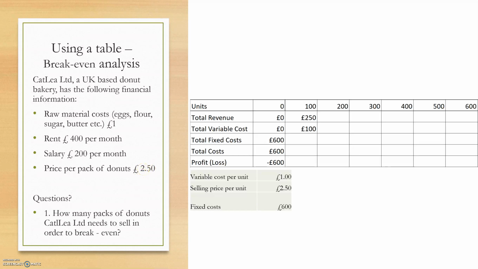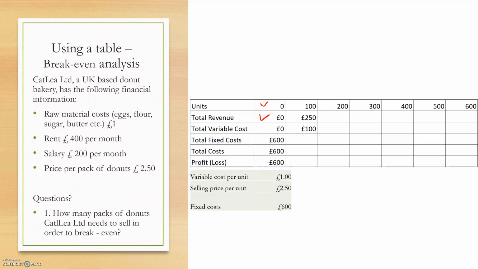So let's look at us producing 0 packs of donuts. What would be our total revenue, our total variable cost, our total fixed cost, our total cost, and our total profit or loss? Let's go straight into it. Now, what we can tell from here, obviously, if we're producing 0 packs of donuts, it's clear that we will not be selling any. Therefore, total revenue is going to be 0.